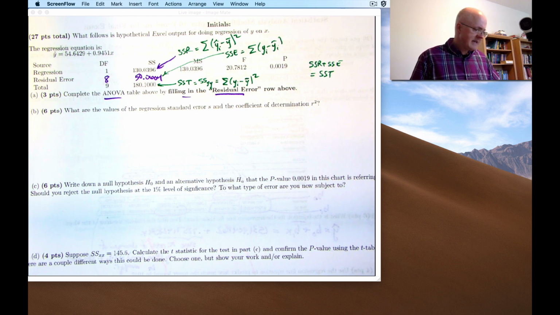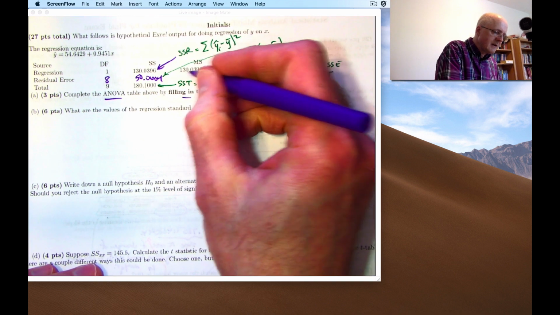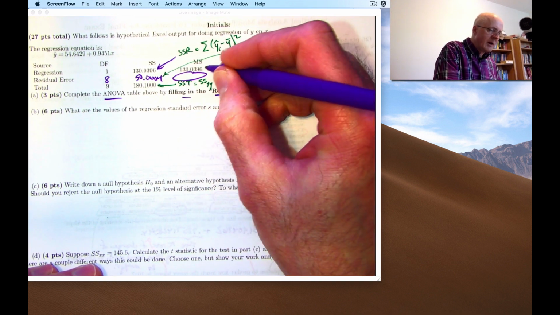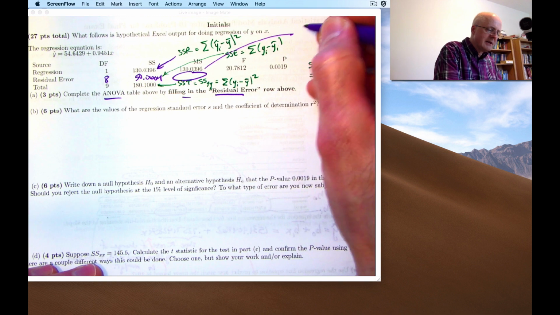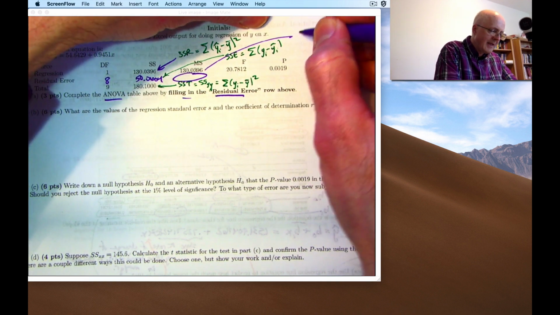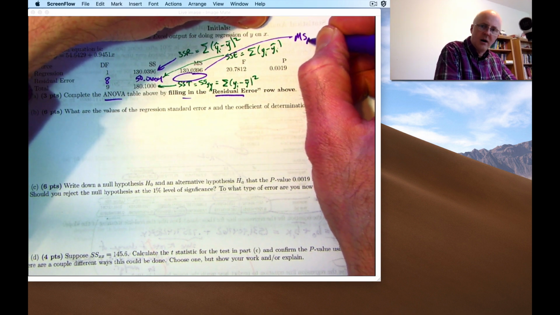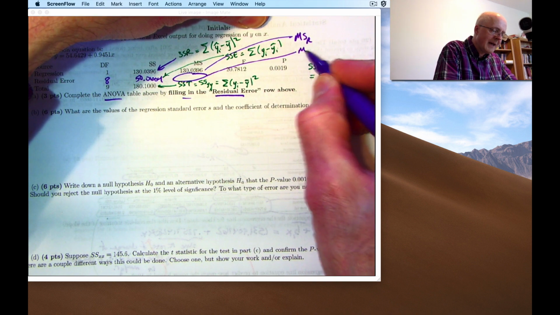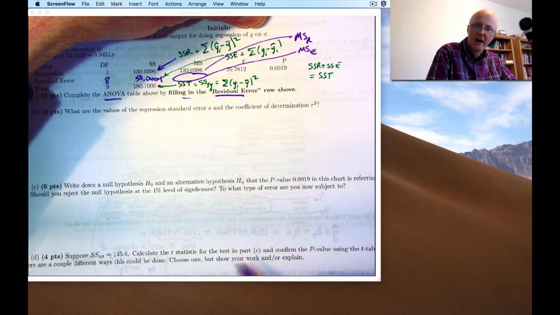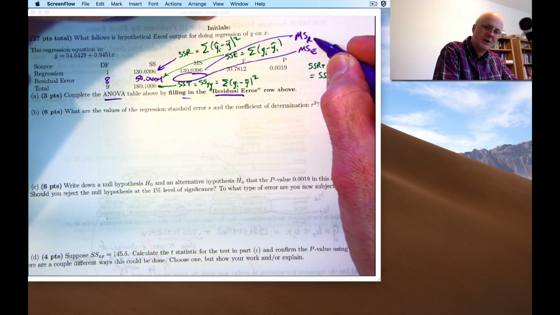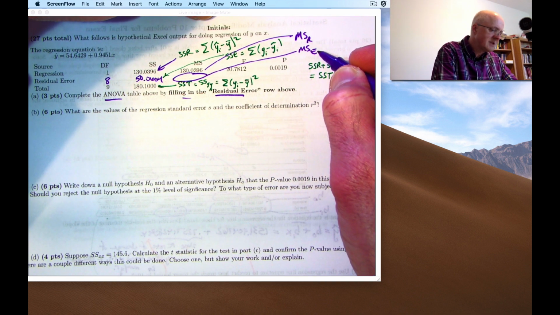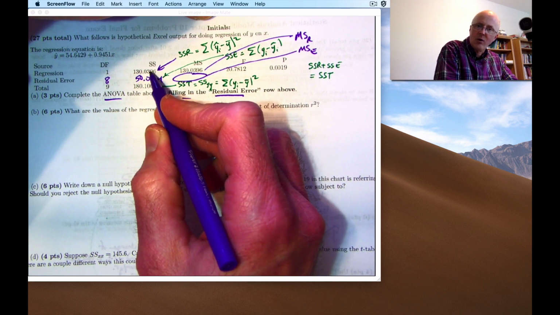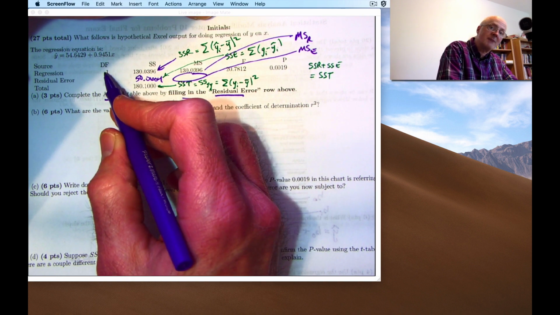I'm not done filling in the residual error line. I need to also fill in this MS number that goes right here. This 130.0396 I called in the video yesterday MS sub R. And the number that goes right here I called MS sub E for error. This is for regression, this is for error. These are mean square numbers. You find them by taking the corresponding SS and dividing by the corresponding DF.